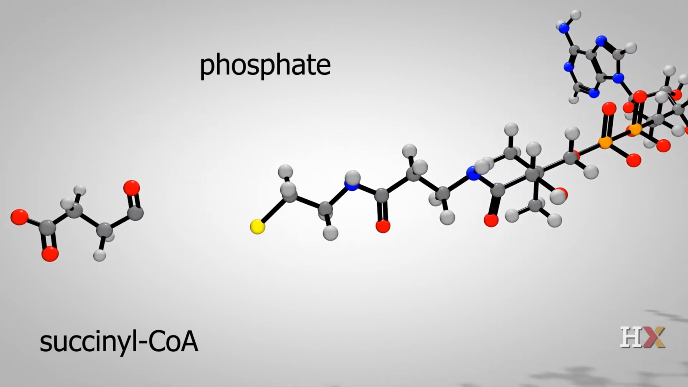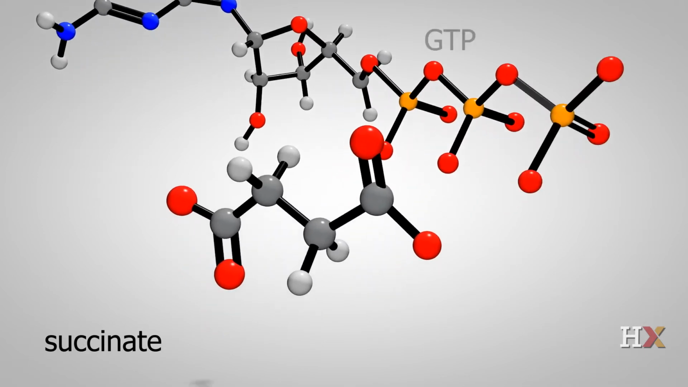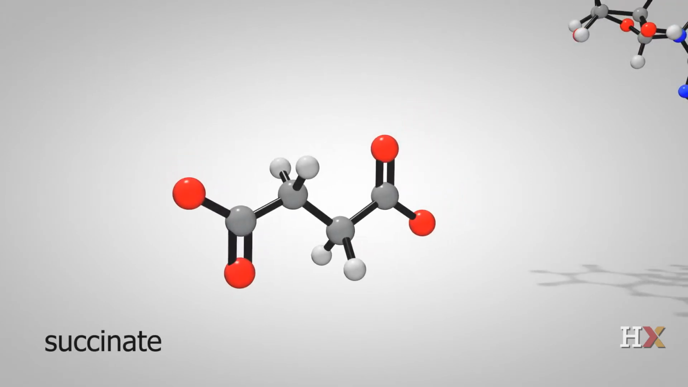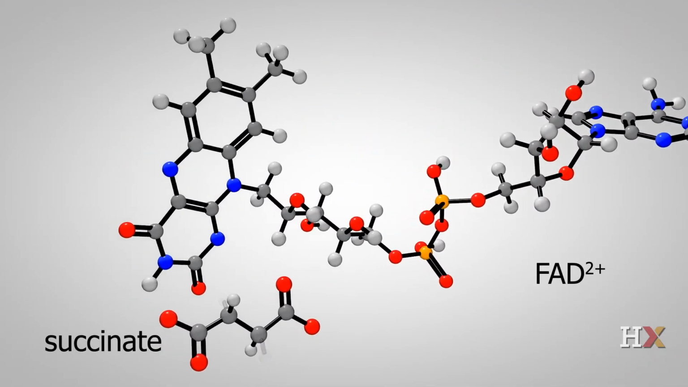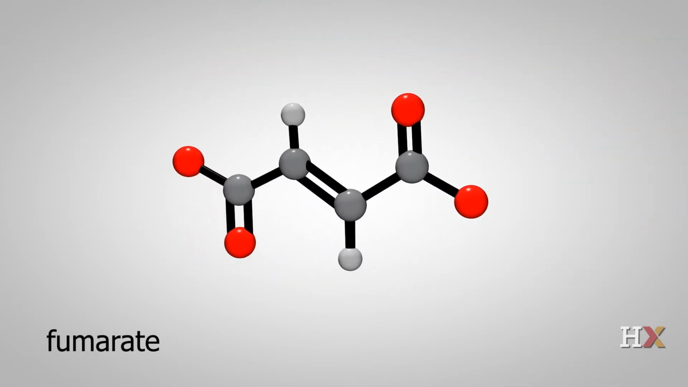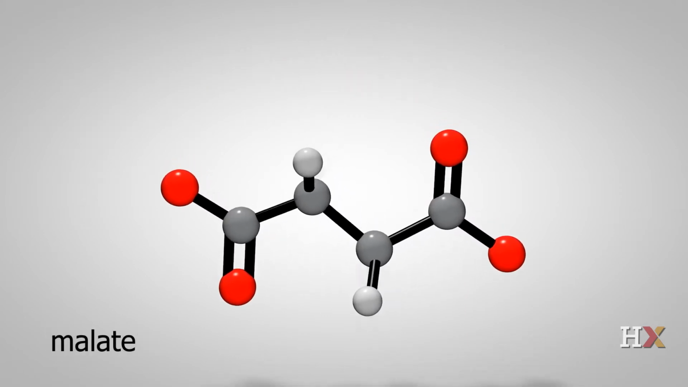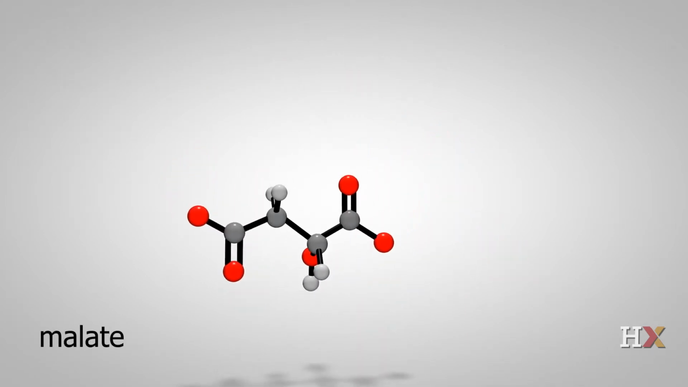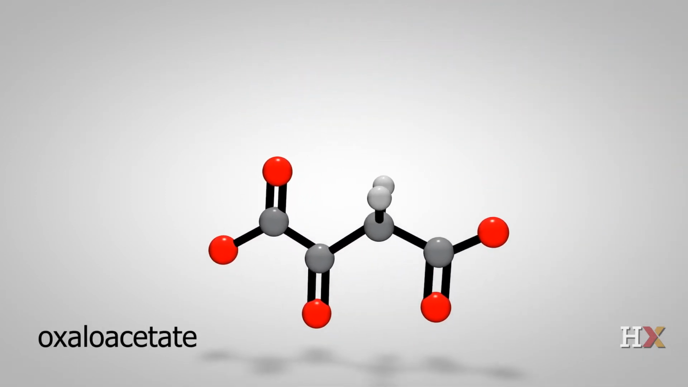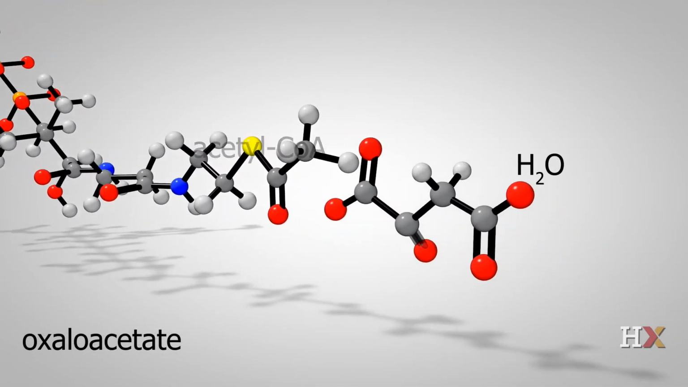The conversion of succinyl coenzyme A into succinate is an exergonic reaction coupled with the synthesis of GTP from GDP. The cycle now begins its regeneration of oxaloacetate. Succinate undergoes dehydrogenation, creating fumarate and donating 2 hydrogen atoms to FAD to make FADH2. Fumarate is then hydrated to form malate. Finally, malate undergoes dehydrogenation, forming oxaloacetate and reducing NAD+ into NADH. The oxaloacetate combines with another acetyl coenzyme A in the next cycle.